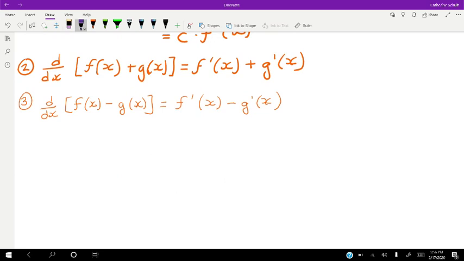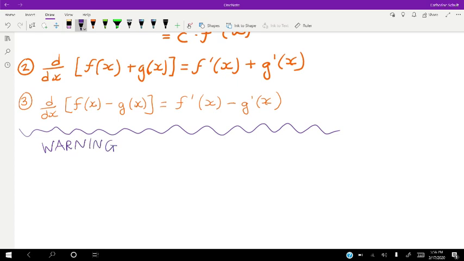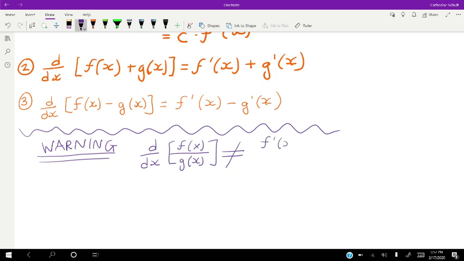All we have right now, we have multiplication and division limit laws, but they do not apply here. So I'm going to write just a little warning. The derivative of a quotient, we are not allowed to take the derivative of the top divided by the derivative of the bottom. It's much more complicated, unfortunately.